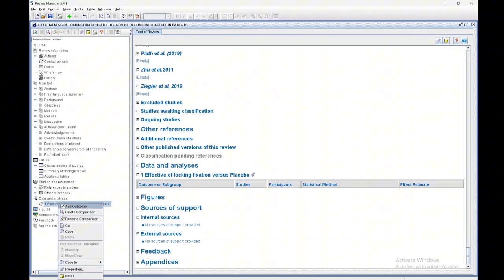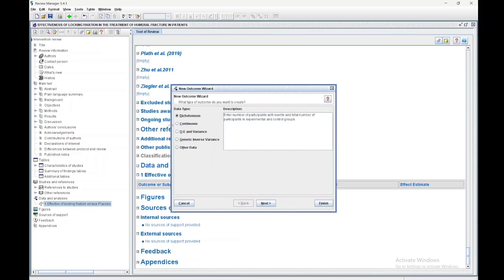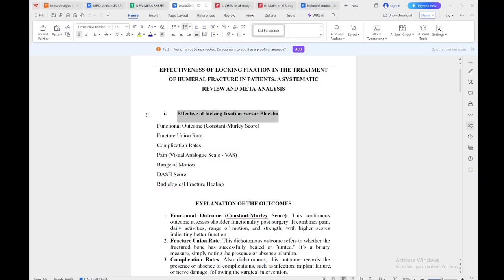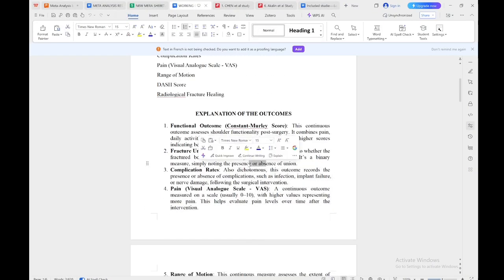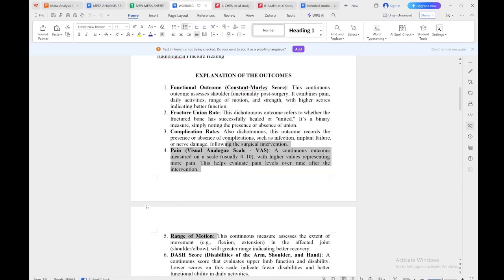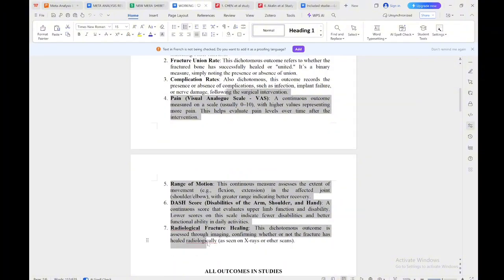Now I'm going to right click on add outcome. You remember when we started this session, we talked about dichotomous, continuous, O minus E, generic inverse variance, and all that data, right? So these are the types of outcomes that we have. If you're trying to understand the pooled estimate of something, that's going to be there still, but the type of outcome we choose is going to be different. But all the same, let's go with what we have for this topic, okay? Now, these are some of the outcomes: functional outcome, fracture union rate, complication rate, pain, range of motion, DASH.